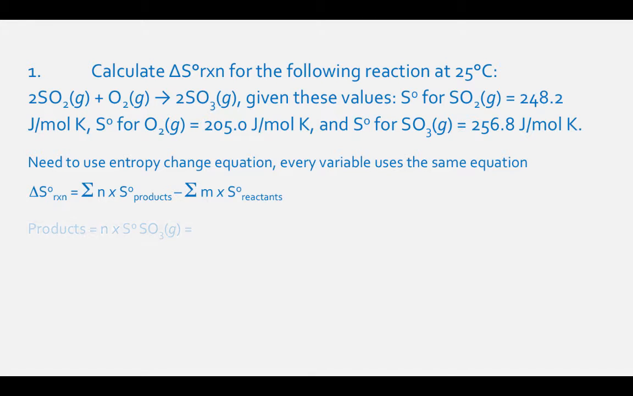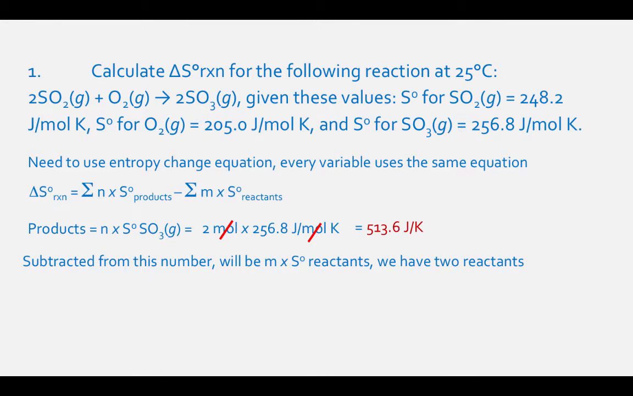For this reaction, we have two reactants, but only one product. So the first part of this equation will just be the coefficient of SO3 times the S0 value for SO3 gas. This equals 2 moles times 256.8 joules per mole Kelvin, which equals 513.6 joules per Kelvin.